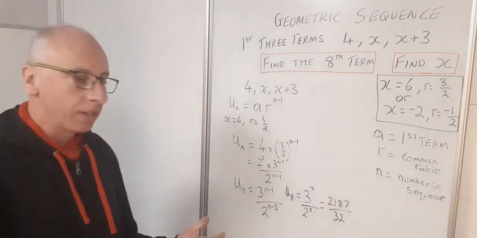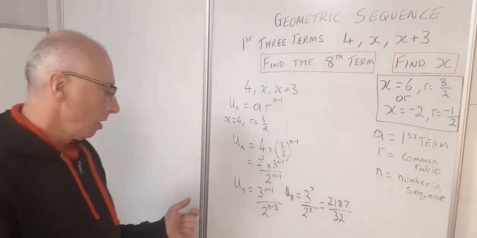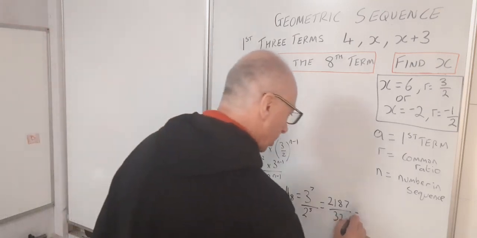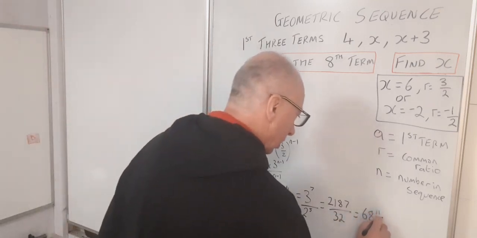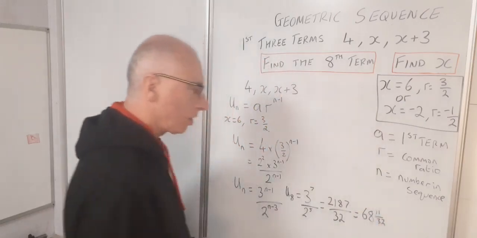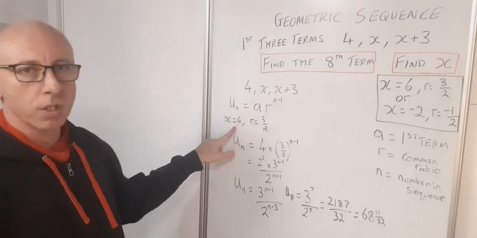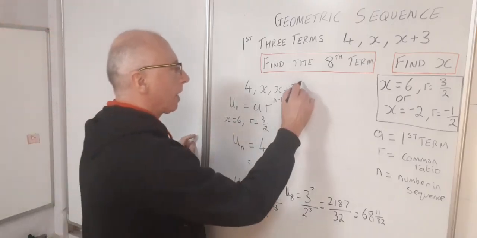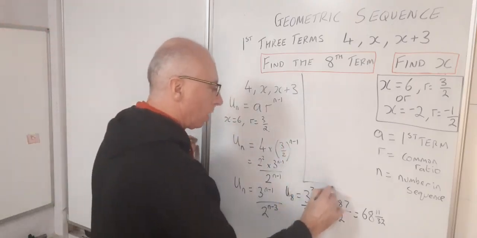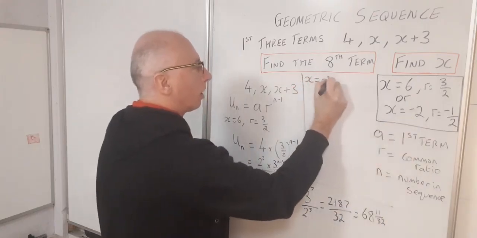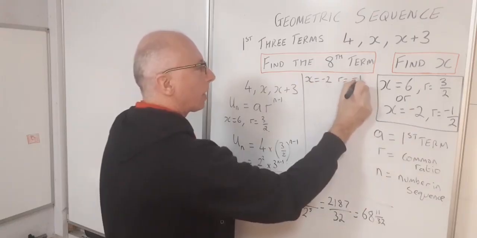So we could leave that. That's a genuine enough answer. But we can simplify that to 68 and 11 over 32. I'm going to leave that for you guys to check that answer. But that's what I'm going to give for my 8th term for when x equals 6. Now, let's have a look at what happens when x equals minus 2. So my ratio then is minus 1/2.